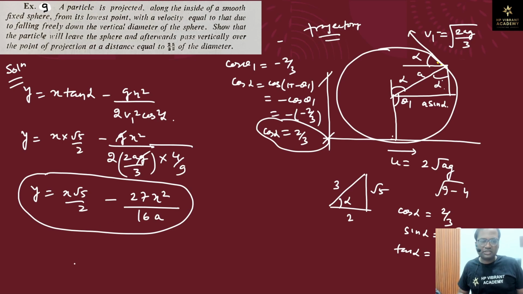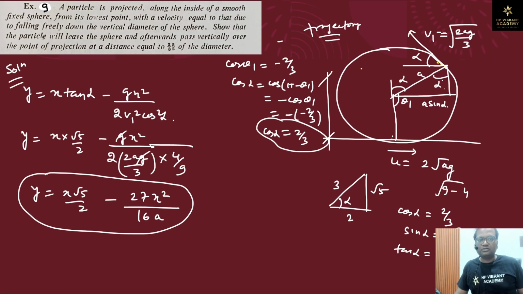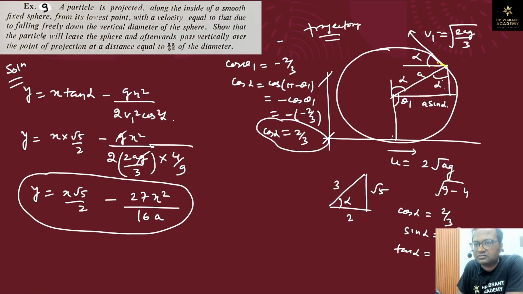Okay, so the projectile motion passes vertically over the point of projection. The projectile will pass from here like this. This is our projectile motion. It will pass vertically over the point of projection. So we have to find this particular distance. Okay, so this horizontal distance of this point, let us consider this point as K.